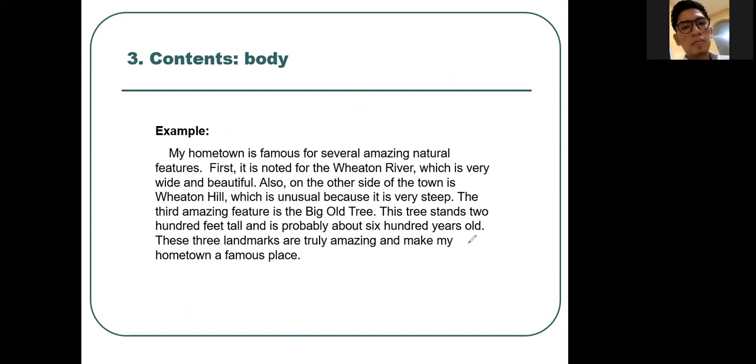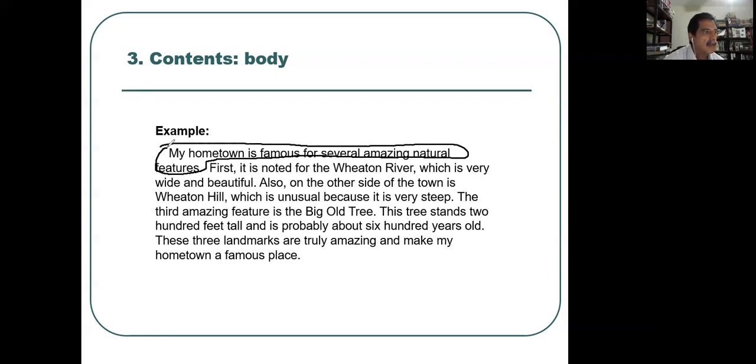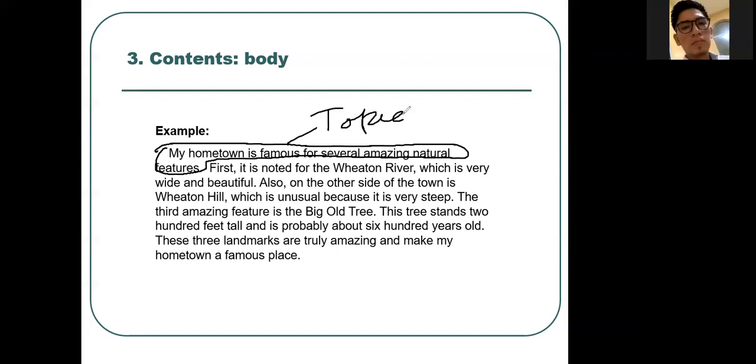Example. My hometown is famous for several amazing natural features. Oh, that's the topic sentence. So he is telling you that his hometown is very well known for some amazing features. So I'm expecting to receive information about what these natural features are. And I'm expecting them to be amazing. Not one, several. Go on.